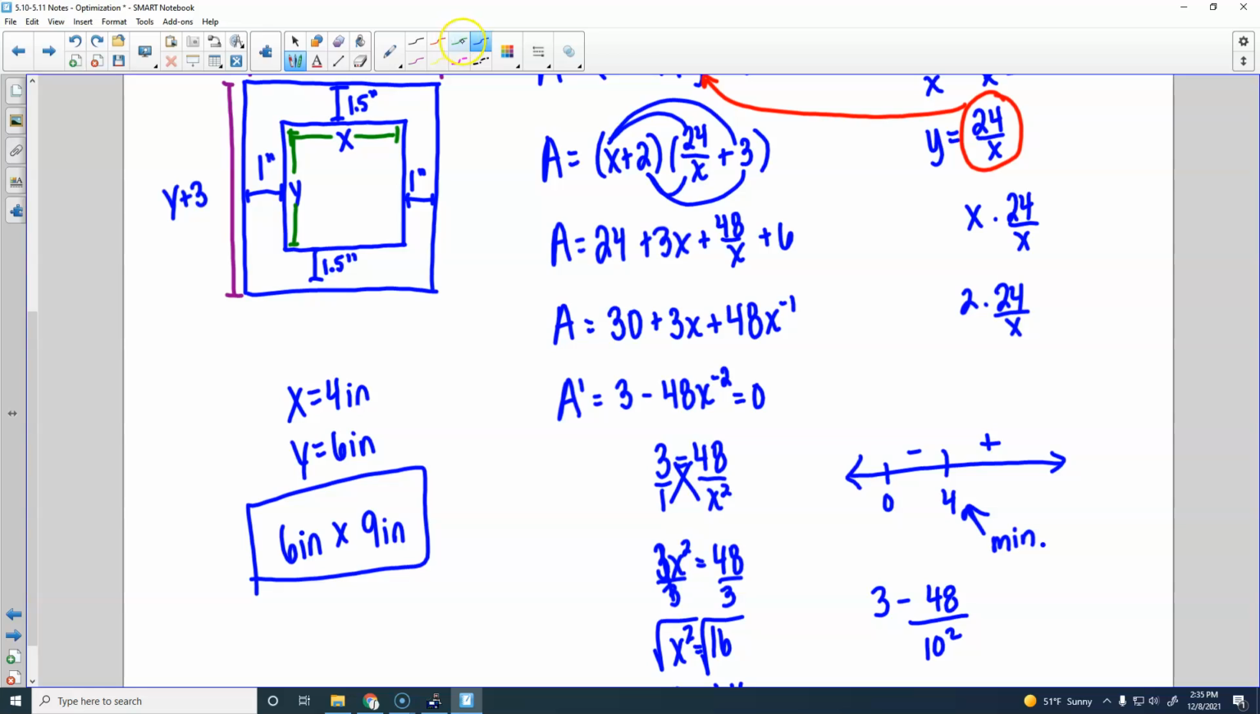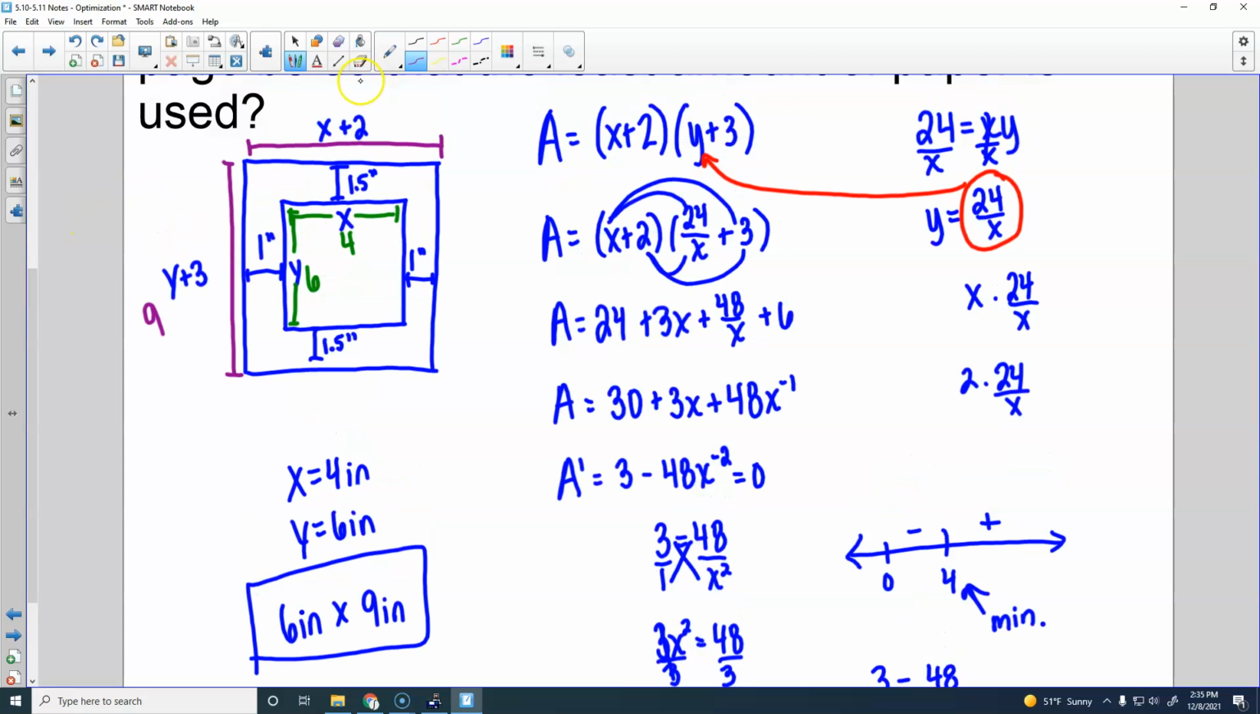Because what we found here was that this side right here was 4, and this was 6. And then this side would be 9, and this side would be 6. Hopefully they would not be cruel enough to give you both sets of those answer choices if this was multiple choice. You could have just said 6 by 4.